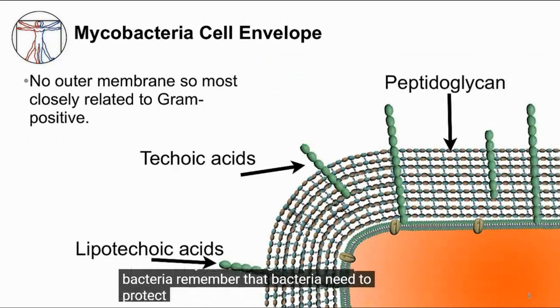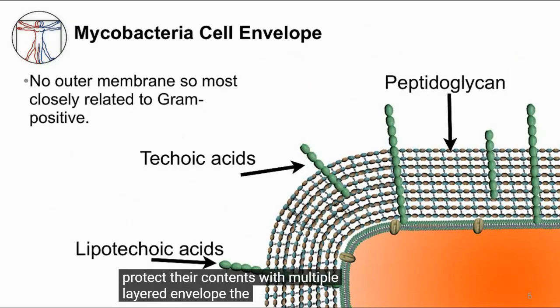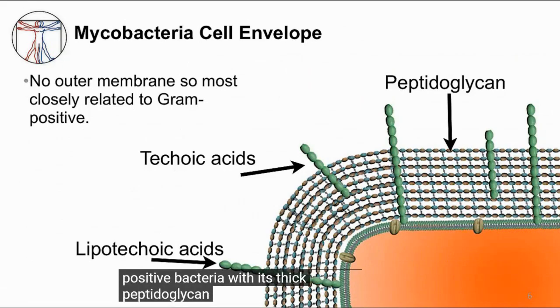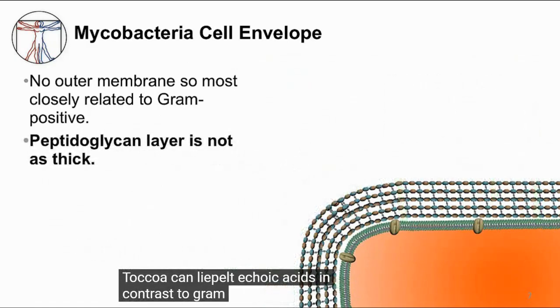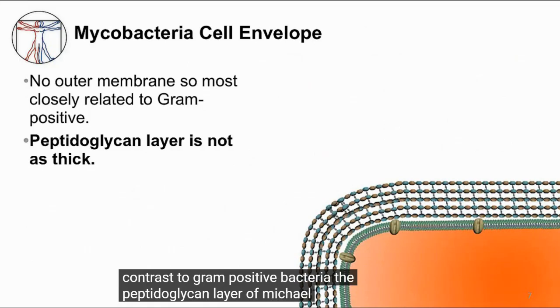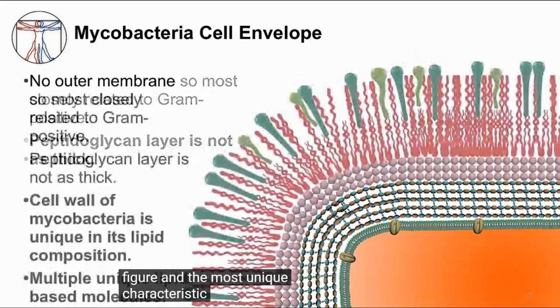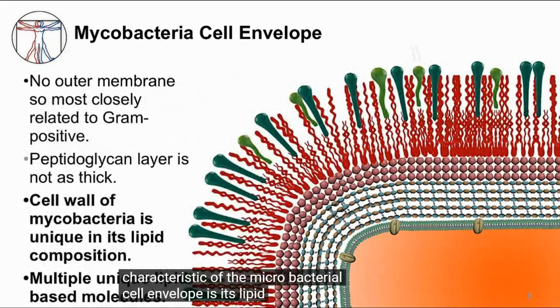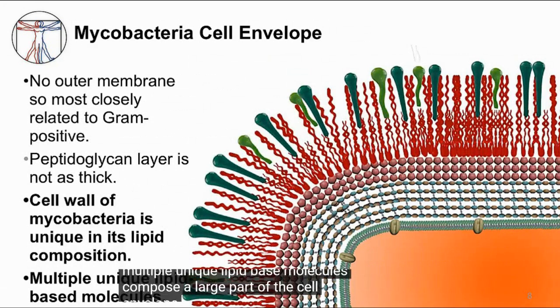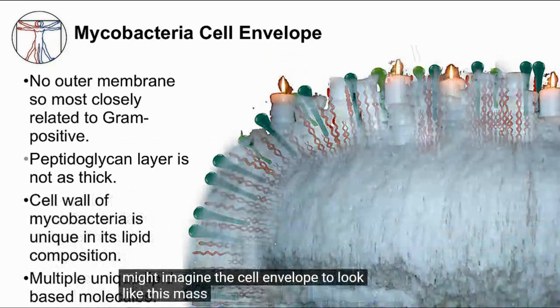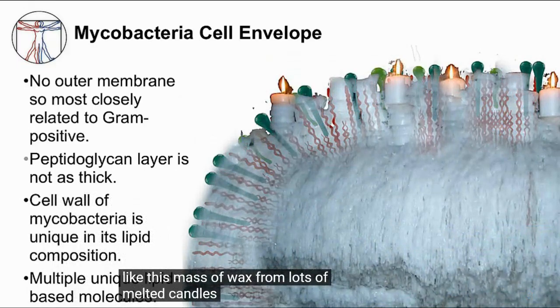Remember that bacteria need to protect their contents with a multi-layered envelope. The figure in the slide shows you the cell envelope of a gram-positive bacteria with its thick peptidoglycan layer decorated with teichoic and lipoteichoic acids. In contrast to gram-positive bacteria, the peptidoglycan layer of mycobacteria is not as thick, as you can see in the figure. And the most unique characteristic of the mycobacterial cell envelope is its lipid composition. Multiple unique lipid-based molecules compose a large part of the cell envelope, creating a thick waxy coat. You might imagine the cell envelope to look like this massive wax from lots of melted candles.